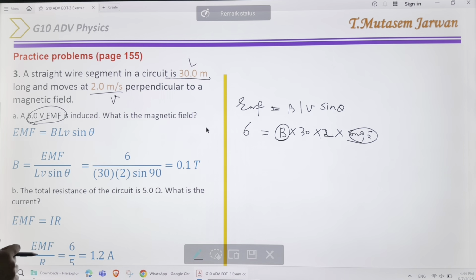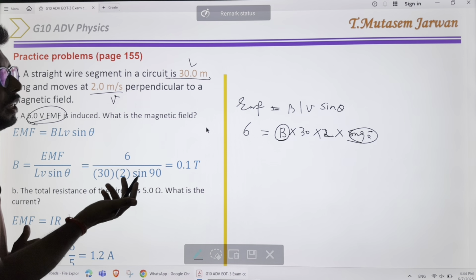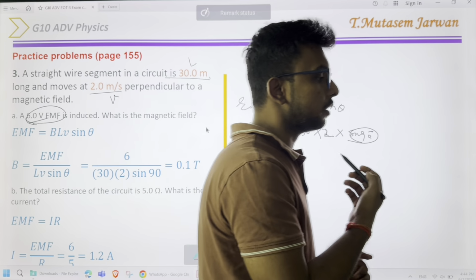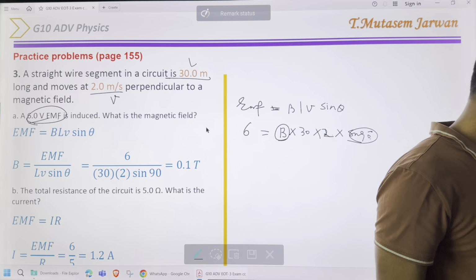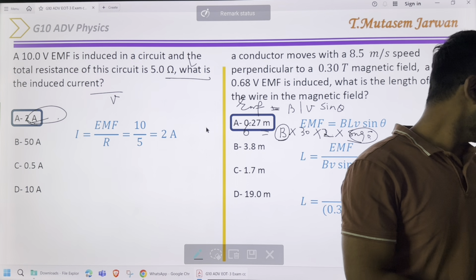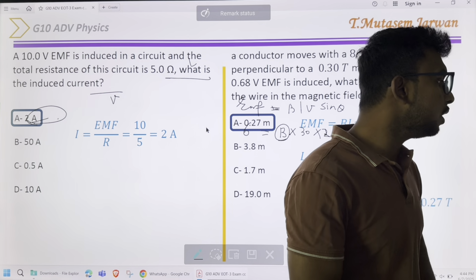The total resistance of the circuit is 5 ohm. What is the current? Again, if you have the EMF, you just have to divide it by the resistance. You will get the current. A 10 volt EMF is induced in a circuit and the total resistance of this circuit is 5 ohm. What is the induced current?